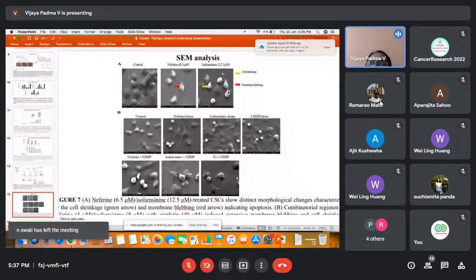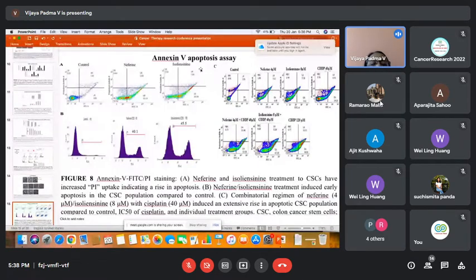And this figure shows the early apoptosis induction through annexin FITC staining. Figure A shows the control, and here it is the IC50 of neferine with resistant cells. And this is the isoliensinine. Here you can see an increase of almost 50% in the lower quadrant. This shows the apoptotic cells. And here also you can see isoliensinine treatment also increased.